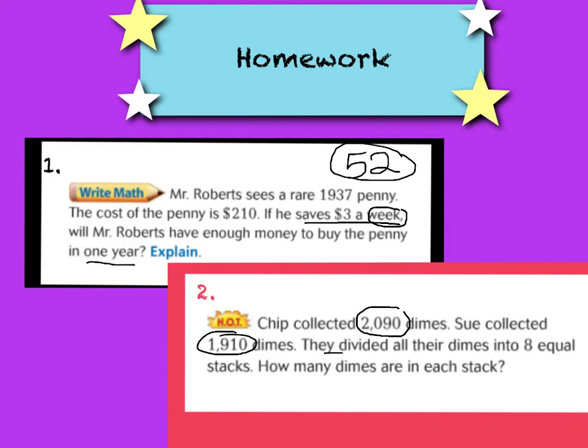Now, they divided all their dimes into 8 equal stacks. That equal is a clue word to divide, and this word divided means to divide. And whenever it's asking how many dimes are in each stack, you're talking about division as well. So, Chip collected 2,090 dimes. Sue collected 1,910 dimes. So think about their total of dimes. Then they divided all their dimes into 8 equal stacks. How many dimes will be in each stack?